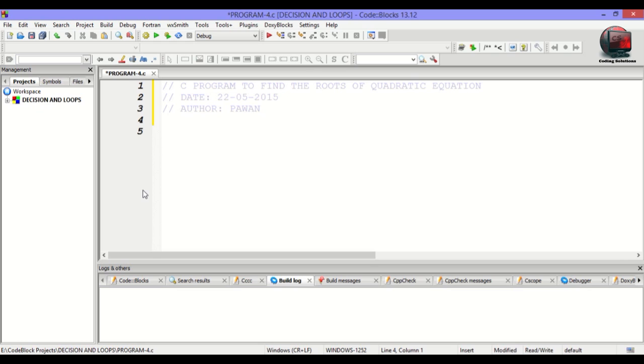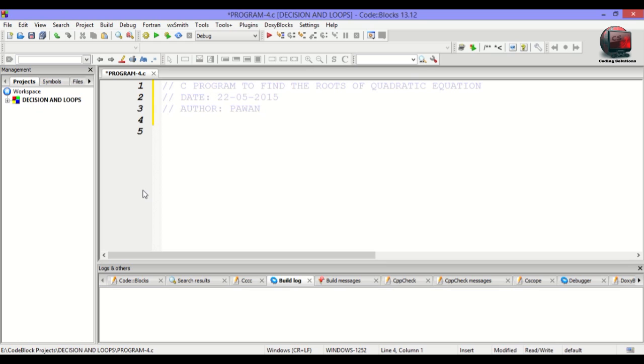Before starting, let me tell you something about the quadratic equation. Suppose you want to find the roots of a quadratic equation ax square plus bx plus c equals 0, where a, b, c are coefficients. This program will ask for the coefficients a, b, c from the user, and then display the roots. So let me start the coding.